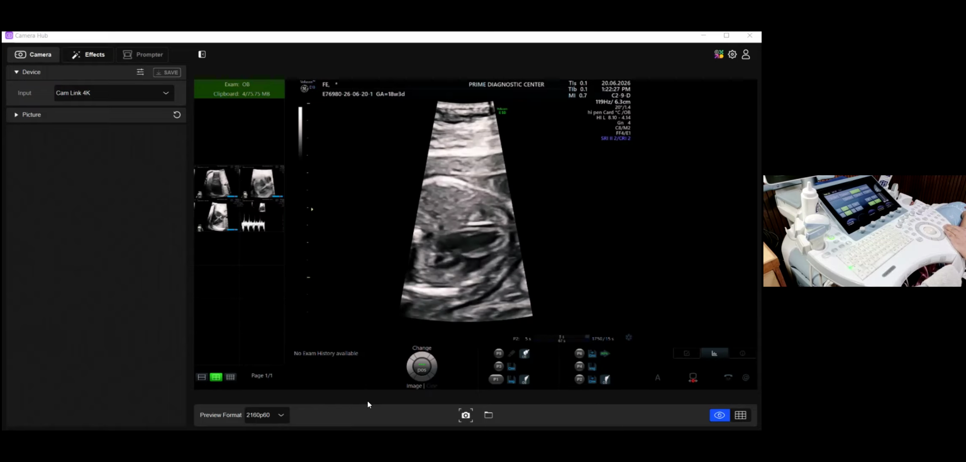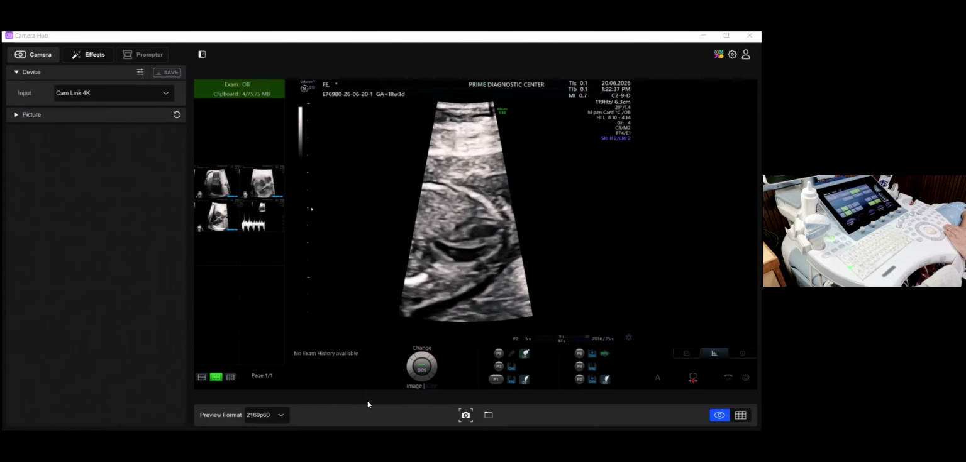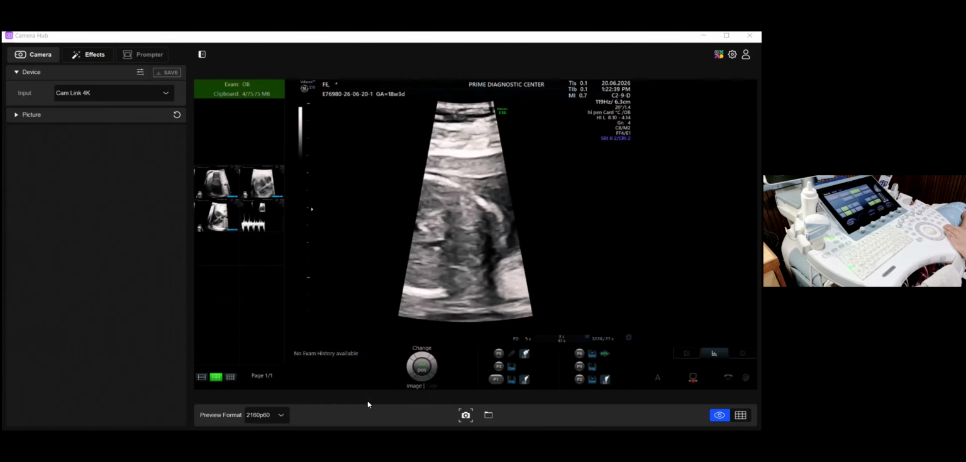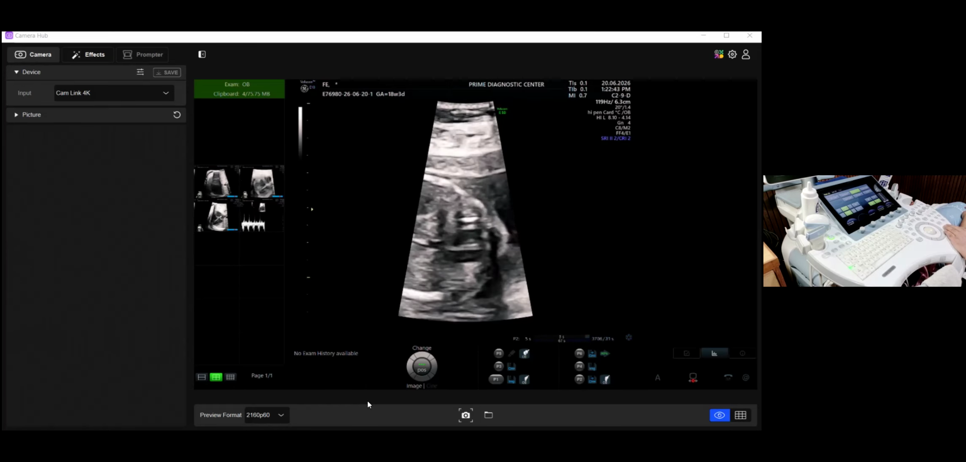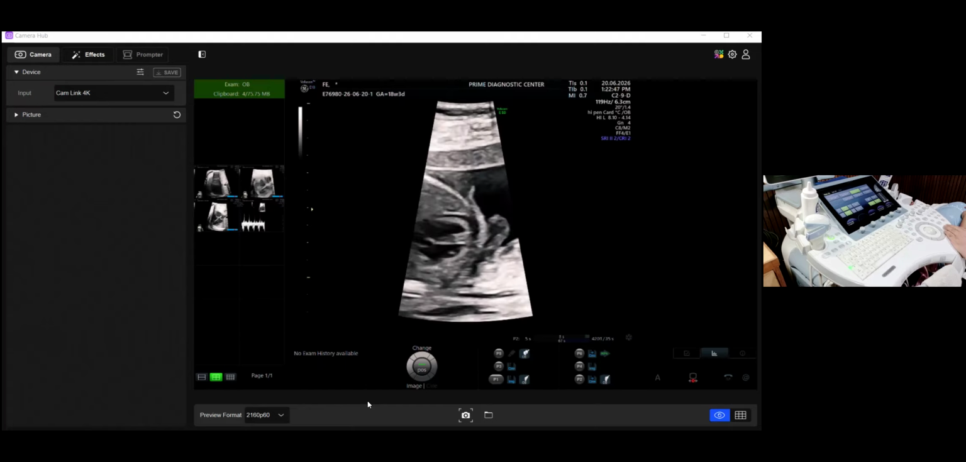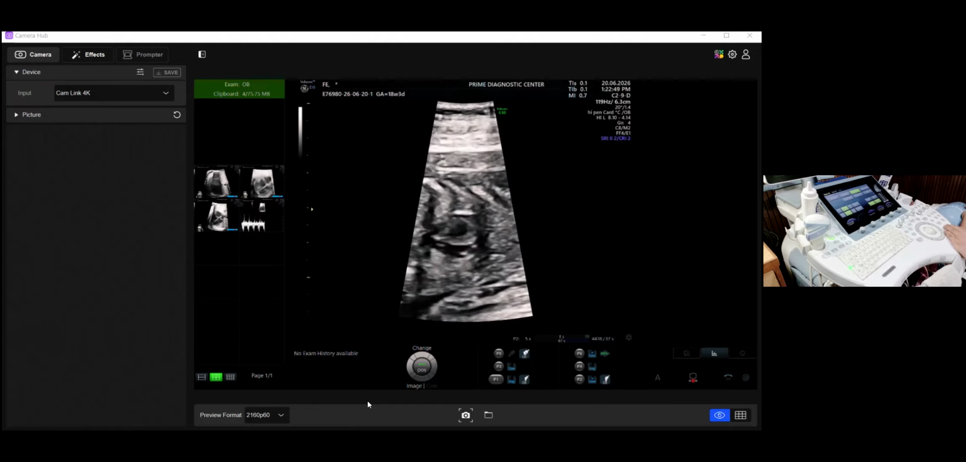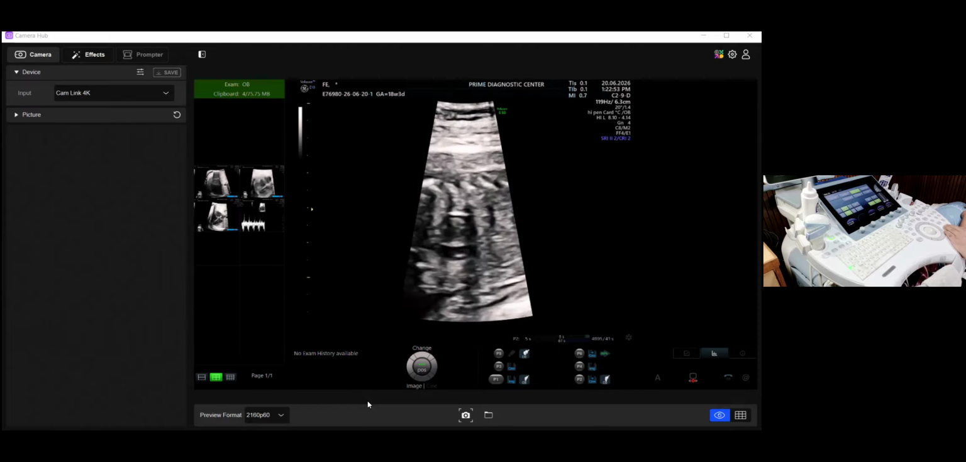Now these cross sections are taken when the fetus is on the lateral side, the heart is on the lateral side, a lateral view, and then you rotate the probe by 90 degrees to get the cross section of either side. You can do it clockwise or anti-clockwise, and this is what you get, the cross section of the heart.